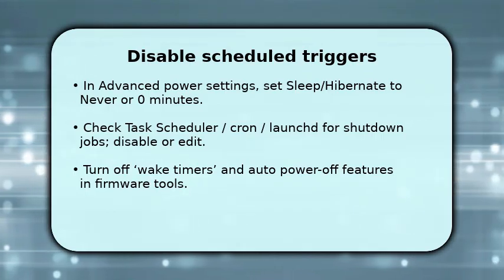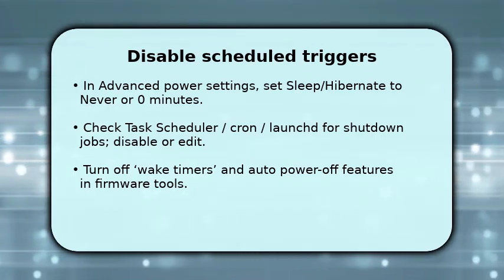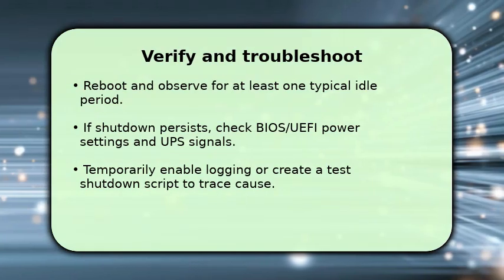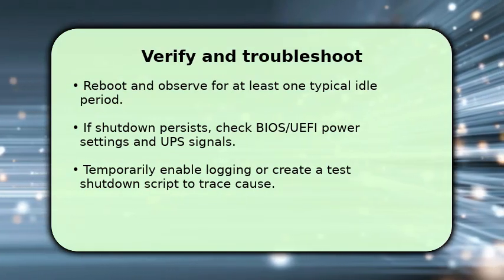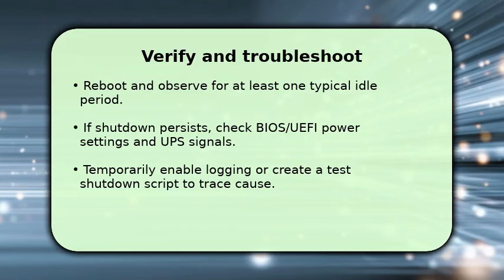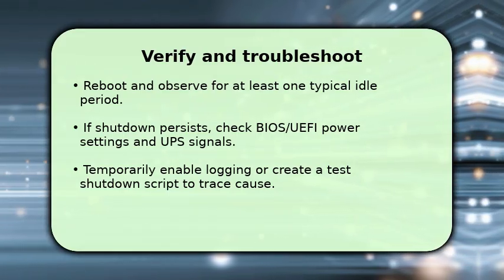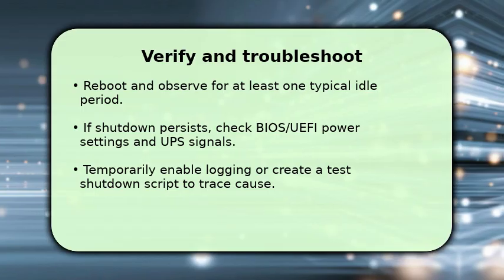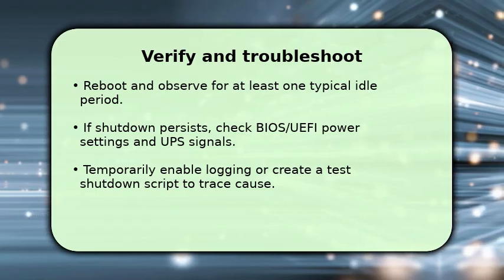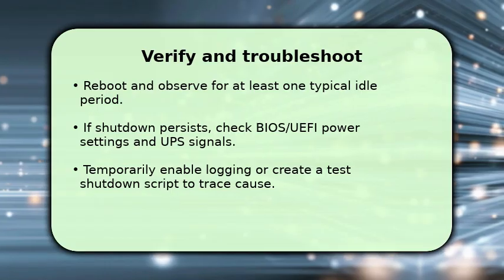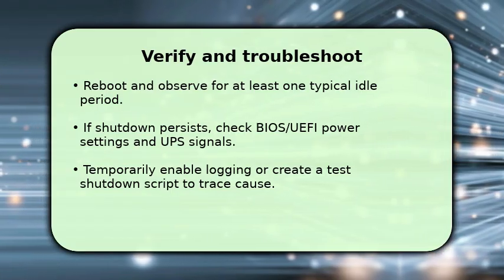Once saved, verify there are no remaining scheduled entries. Finish by restarting and testing during the time the shutdown used to occur. Make sure the system stays on under the same conditions. If the machine still powers off, inspect BIOS/UEFI auto power off or thermal shutdown settings and confirm an uninterruptible power supply isn't signaling a shutdown.